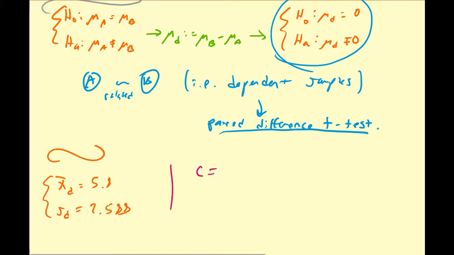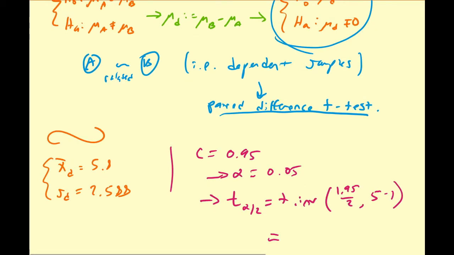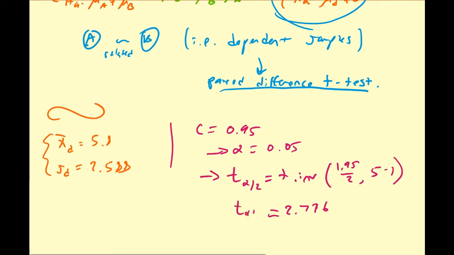So let us assume we want to operate under a level of confidence of 0.95, which will imply that our statistical significance is going to be 5%. So from here, since our sample size is small, we're going to use a t critical value. So t alpha over 2 is going to be equal to, in Excel, T.INV of 1 minus 0.05 divided by 2, comma, the degrees of freedom, which is the sample size minus 1. And you're going to find that this number is approximately 2.776. Alright, it's the t critical value.